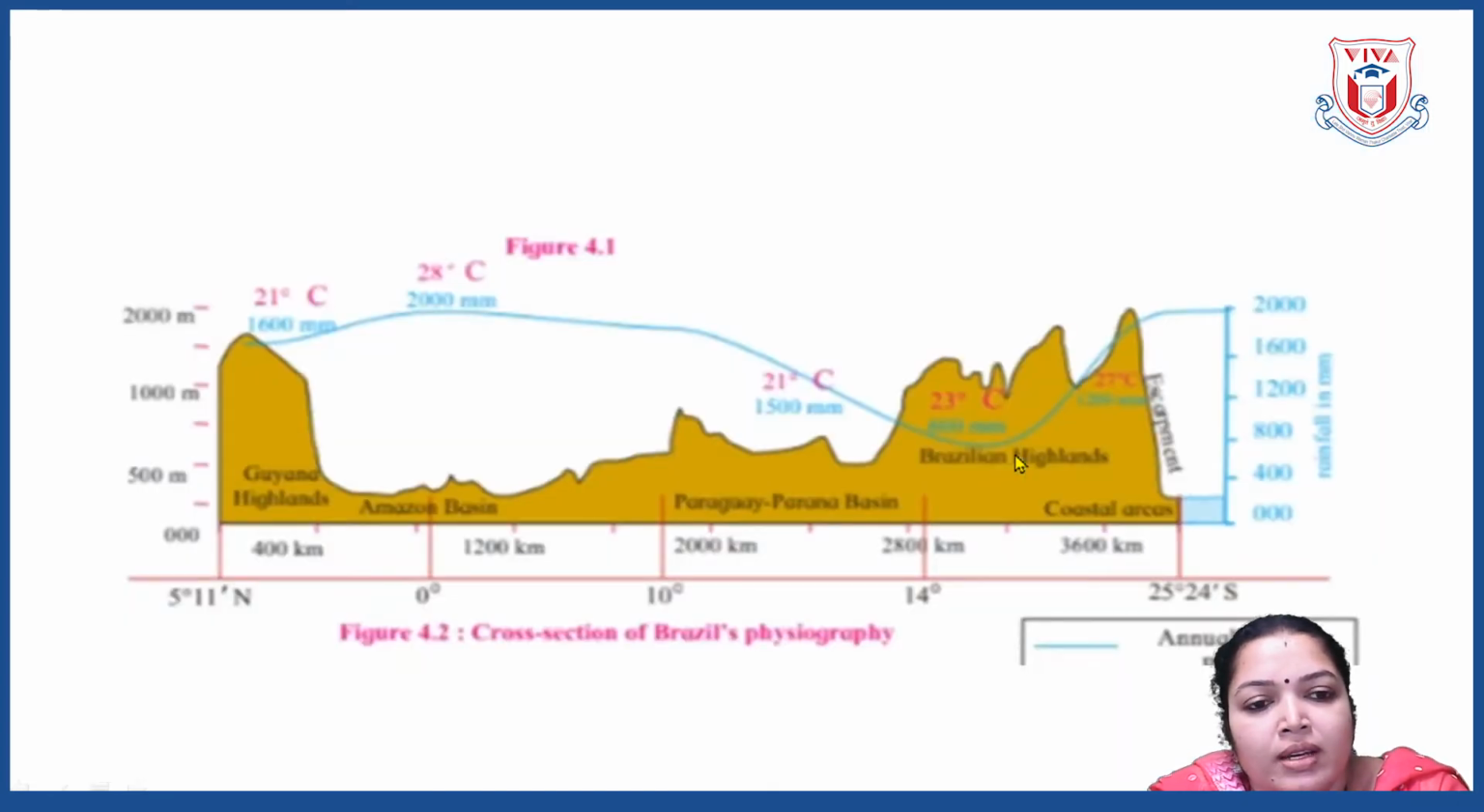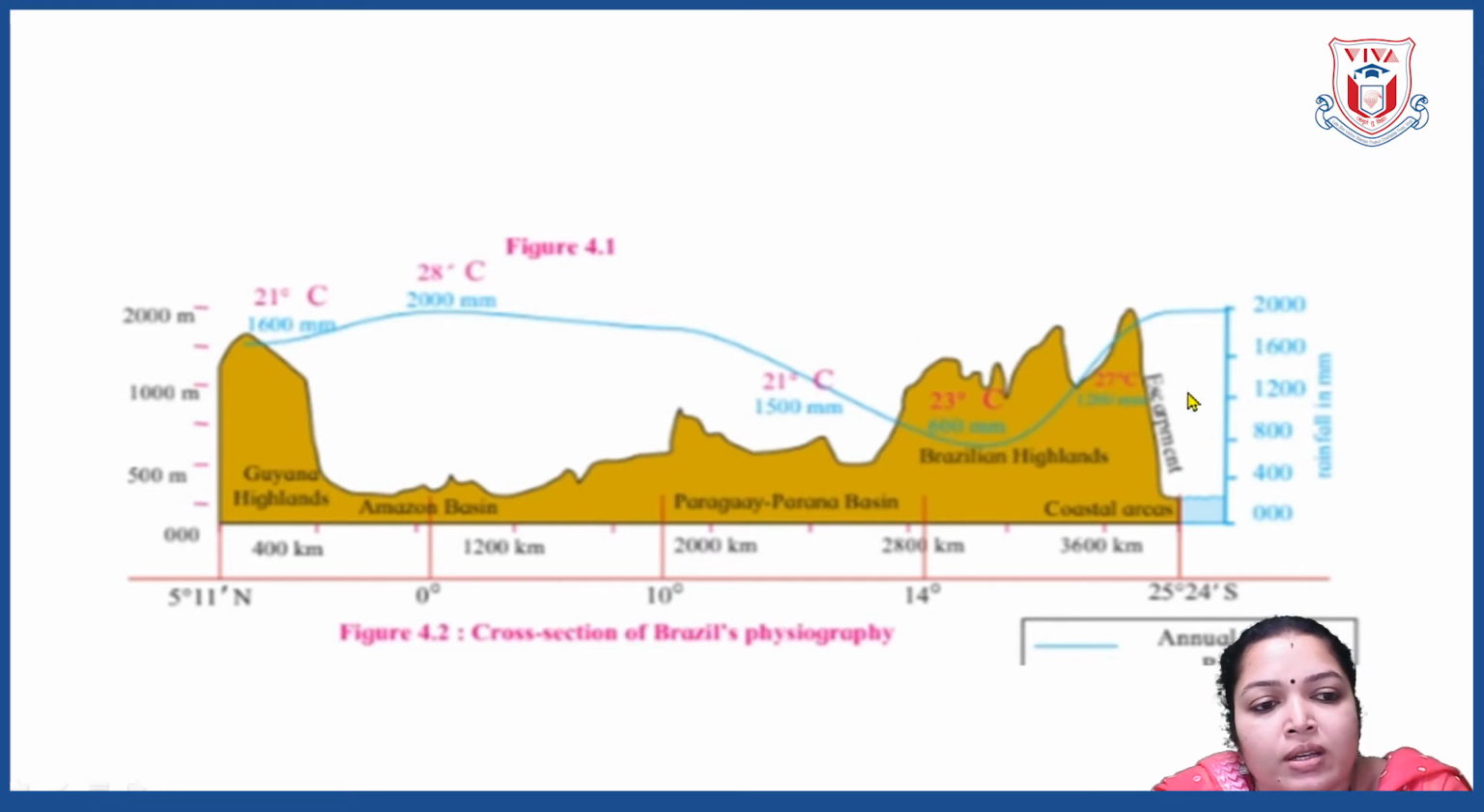So, let us move to this cross section of Brazil's physiography. Students, in an earlier chapter you must have read about the escarpments and the Brazilian highlands. These winds flow from this ocean. When they flow from here, this escarpment stops them. They act as a barrier.